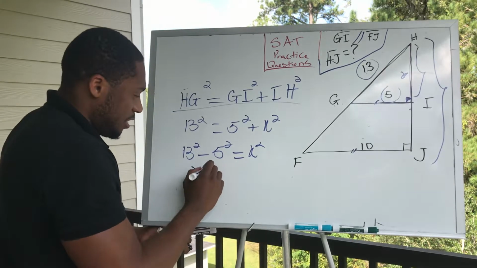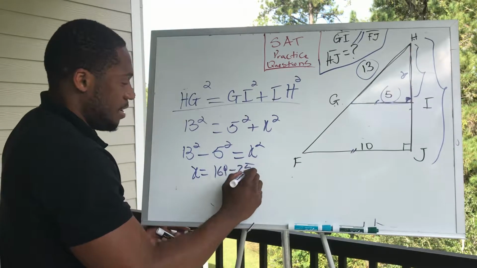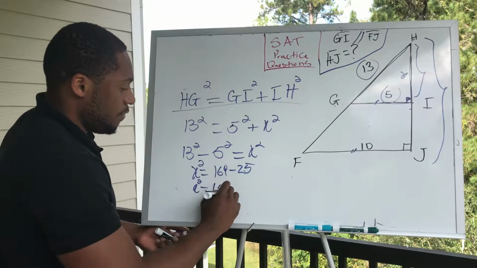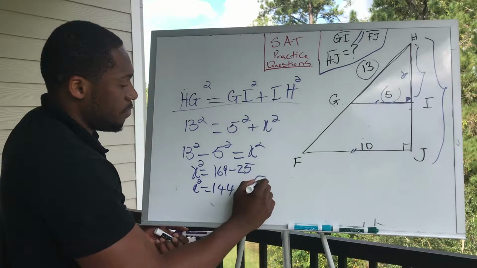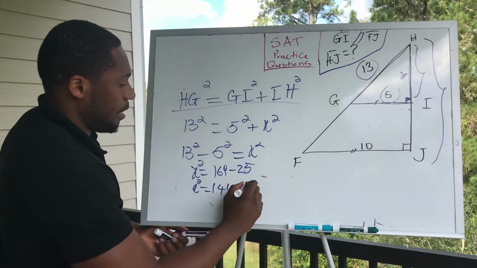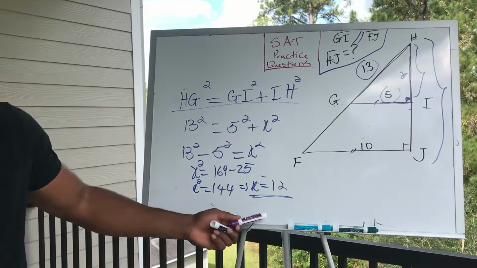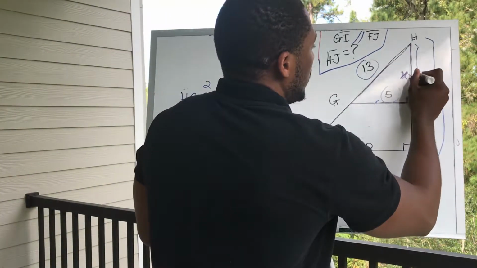So x squared is equal to 13 squared, which is 169, minus 5 squared, which is 25. x squared is equal to 144. The square root of 144 is 12, because 12 times 12 is 144. So now we have x here. We have 12 here. So that means this x here is equal to 12.